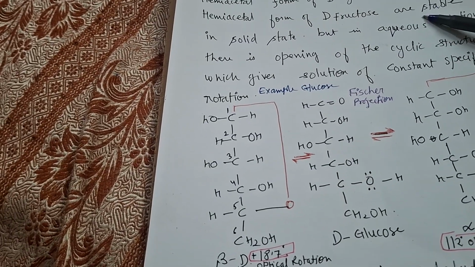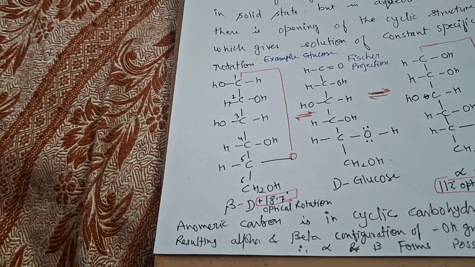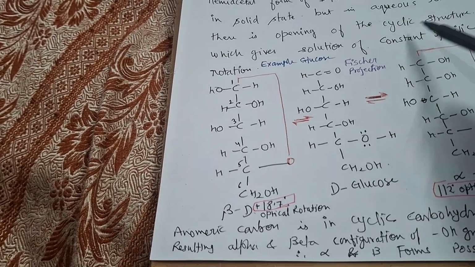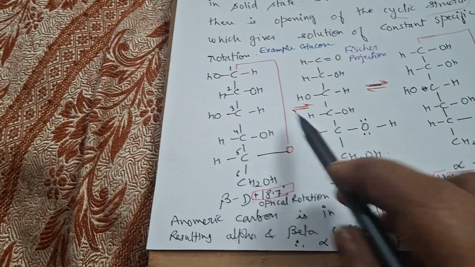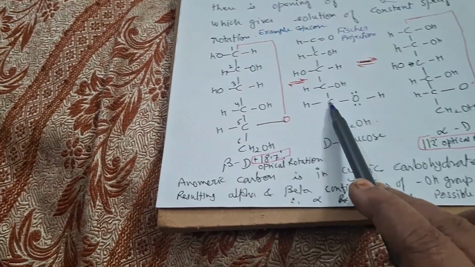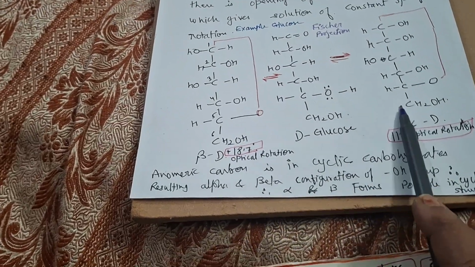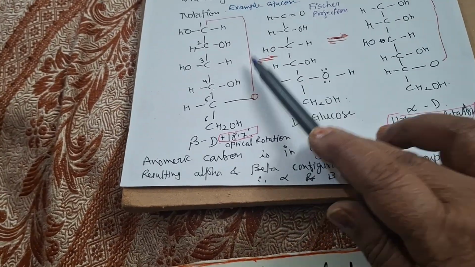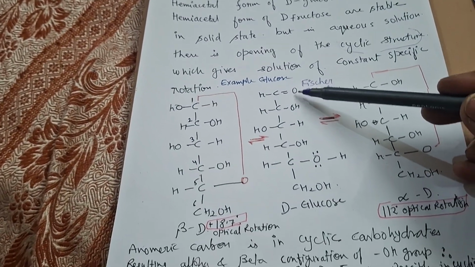Okay, so the hemiacetal form of alpha glucose and the hemiacetal form of D fructose, in the 12th class course, are stable in solid state, but in aqueous medium the cyclic structure opens up. This is the cyclic structure in solid state, but in aqueous medium the ring opens, and all these three are in equilibrium. Clear? In solid state separately they are stable, in aqueous medium they open the ring, the carbonyl group is free now, and it will give all the tests of the CHO group.